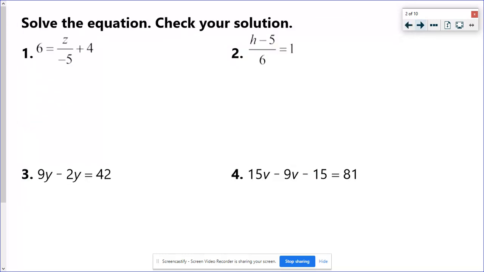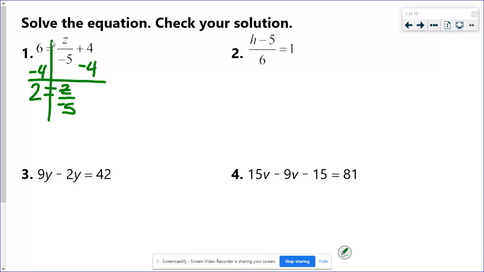Just a quick refresher on solving some equations, because we're still solving these inequalities just like we solved the equations. If you take a look at number 1, I'm trying to get the z by itself, but right now the z is attached to the -5. So I'd want to leave that -5 alone for a moment. I would start by subtracting 4 on both sides, which gives me 2 is equal to z over -5. And then to get rid of the dividing by -5, I would multiply by -5, which gives me -10.